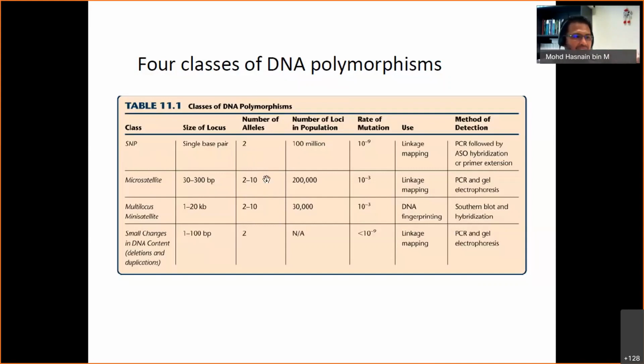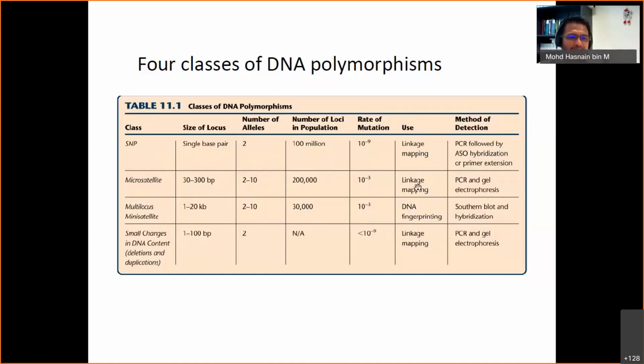Whereas in microsatellite, the number of alleles, each of the 10 of us can have a different arrangement for this region, for example. Even for minisatellite like this. Okay, so the number of population, meaning people affected and so on. So usually for DNA fingerprinting, we use a minisatellite.